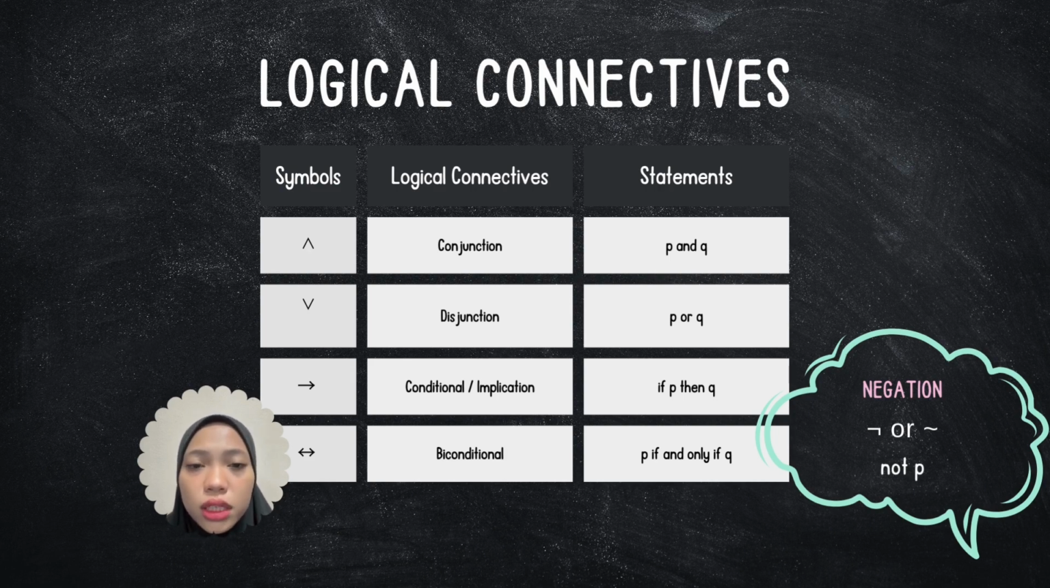Third, conditional or implication, and the symbol is the rightwards arrow. We read the statement as if P, then Q. Fourth, biconditional, and the symbol is the left-right arrow. We can read the statement as P if and only if Q. Lastly, negation. Negation is not a logical connective, and we use it to negate the statement. If the statement is true, it becomes false, and vice versa. In symbols, not is written as shown on the slide. We read it as not P.